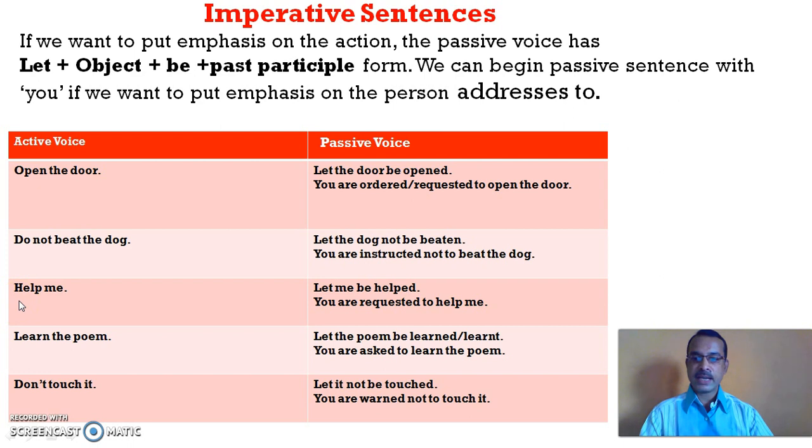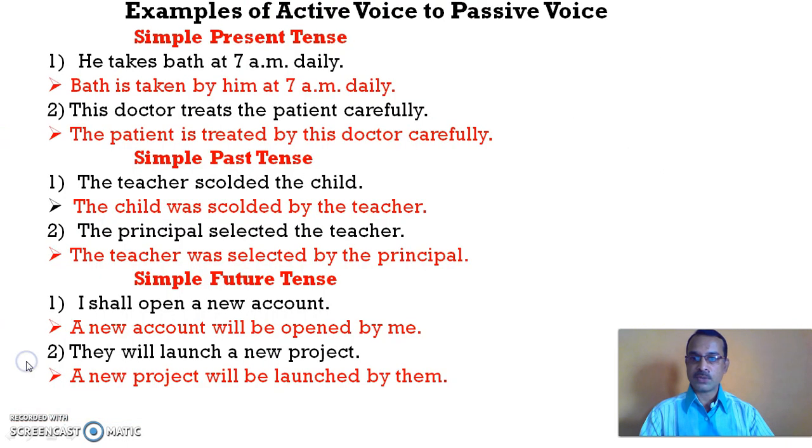Next is 'Help me.' 'Let me be helped.' 'You are requested to help me.' 'Learn the poem.' 'Let the poem be learned.' In such an example, we can use 'let', or 'you are instructed', 'you are ordered', 'you are warned', 'you are asked'. These are the expressions that we can use to convert these sentences into passive voice.